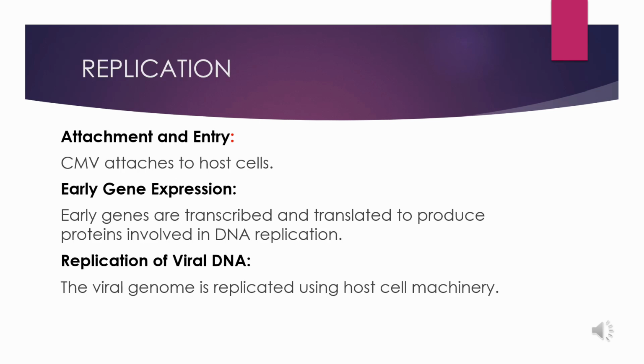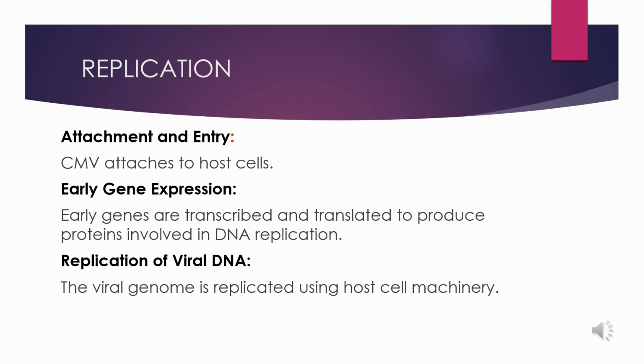Next, replication: attachment and entry. Cytomegalovirus attaches to the host cell via viral glycoproteins which interact with the cellular receptors, and it enters the host cell through fusion with the cell membrane. Early gene expression: the genes are expressed for transcription and translation to produce proteins involved in DNA replication and other essential functions, so that viral DNA synthesis begins at this stage.